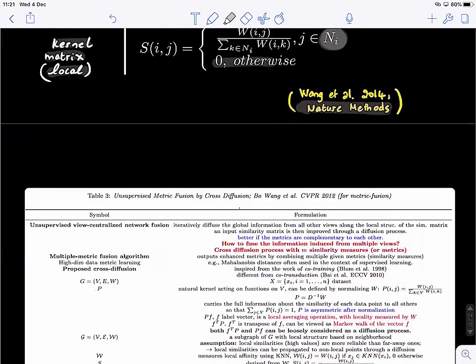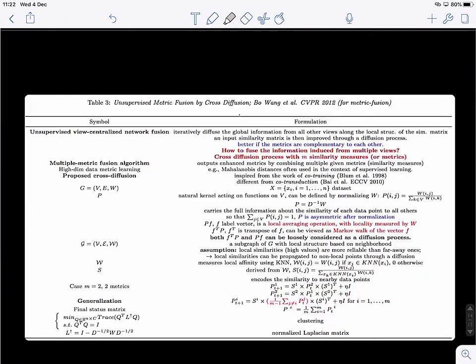Now, just to sum up, you will find a PDF of this table that summarizes all the notations of this paper, including similarities and diffusion processes, etc. Please have a look at the paper, as there are things I haven't covered. They provide a very nice convergence proof of their cross-diffusion algorithm, and they give a probability-based interpretation of the cross-diffusion process, and also a geometric interpretation. Okay.